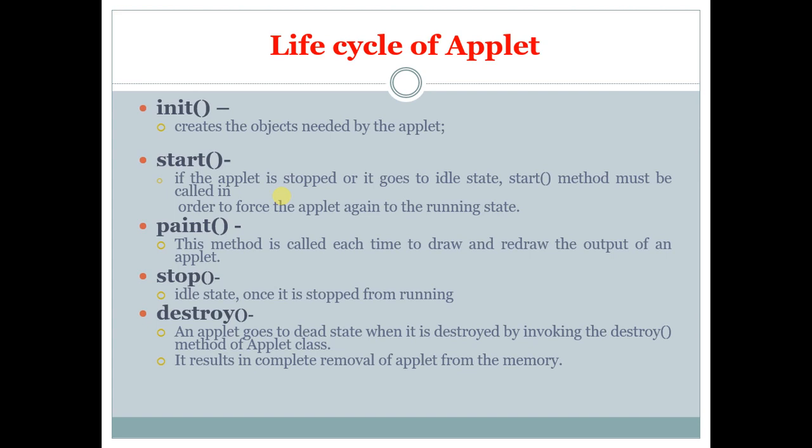First one is init, which creates the objects needed for the applet. Start: if the applet is stopped or going to an idle state, the start method is invoked to start the applet. Paint: this method is used to draw and redraw the output for an applet. Stop is the idle state, which is used to stop the applet from running. Destroy: an applet goes to a dead state when it is destroyed by invoking the destroy method of the applet.